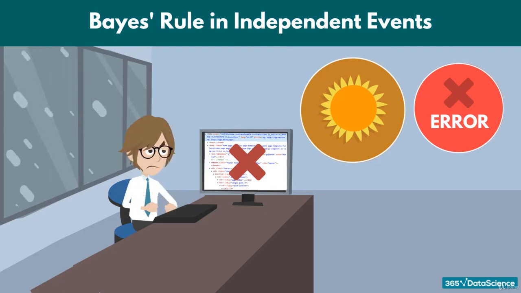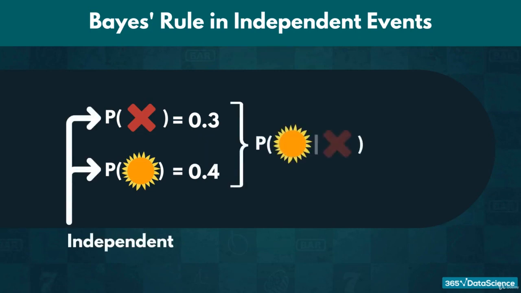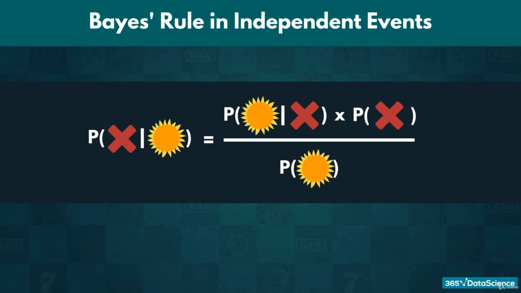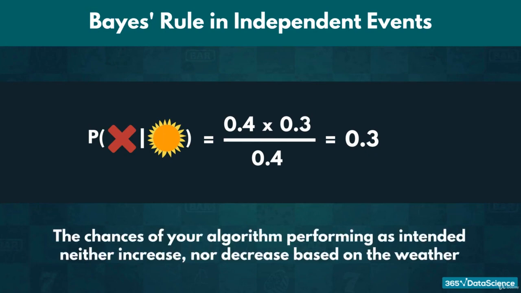Let's get more specific. Imagine you know the following. The probability of your code working is 0.3, and the likelihood of it being sunny tomorrow is 0.4. Since the two events are independent, the probability of sunshine, provided your code works, is also 0.4. If we plug these values into Bayes' theorem, then we get that the likelihood of your code working in good weather equals 0.4 times 0.3 divided by 0.4, or simply 0.3. This result aligns with our suspicion that the chances of your algorithm performing as intended neither increase nor decrease based on the weather.